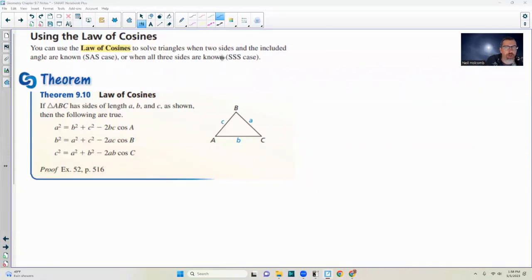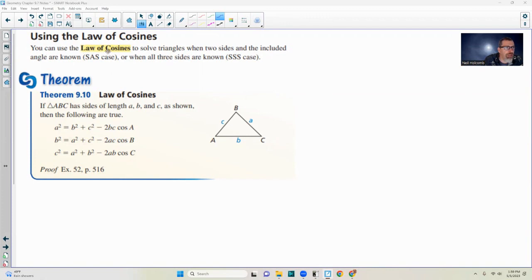Okay, so now we're going to do the law of cosines. This usually gives students a little more trouble than the law of sines did. The law of sines is simple: it's side over the sine of the opposite angle, or the sine of the angle over the opposite side, and all three ratios are equal. In this case, it's a little bit more challenging to remember.